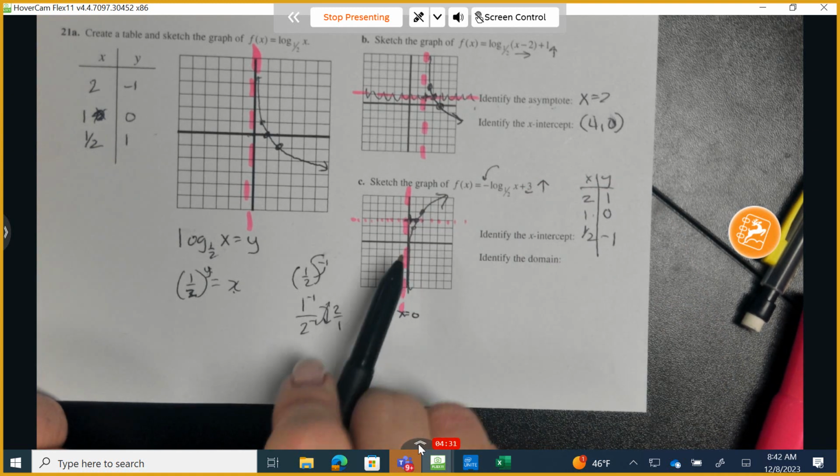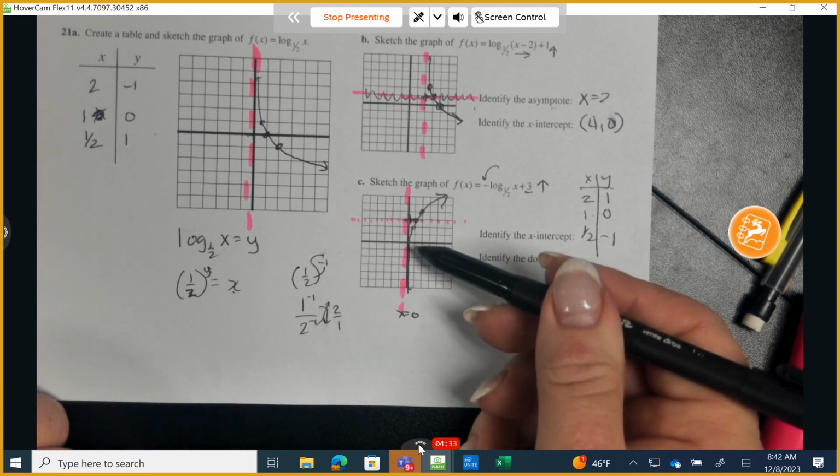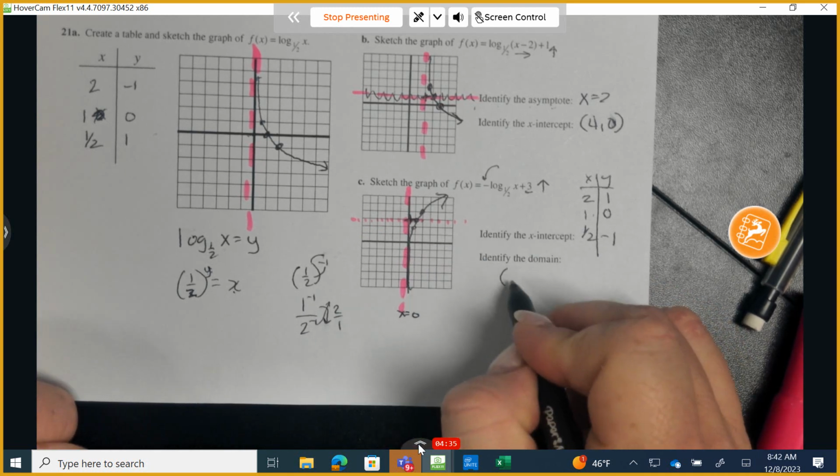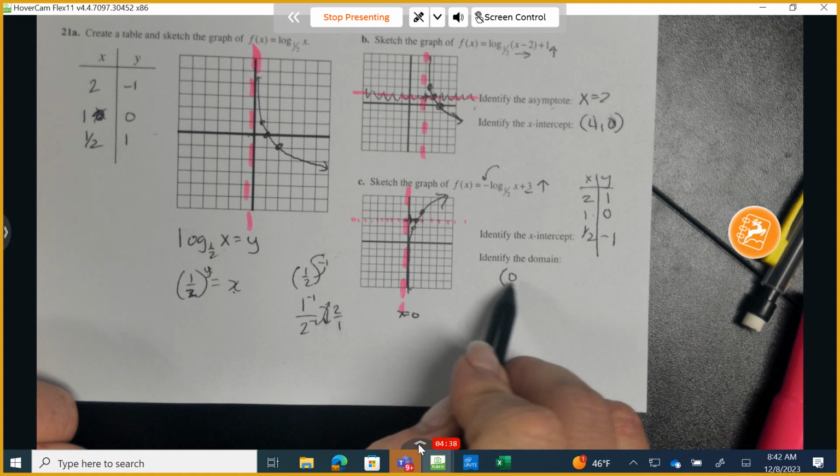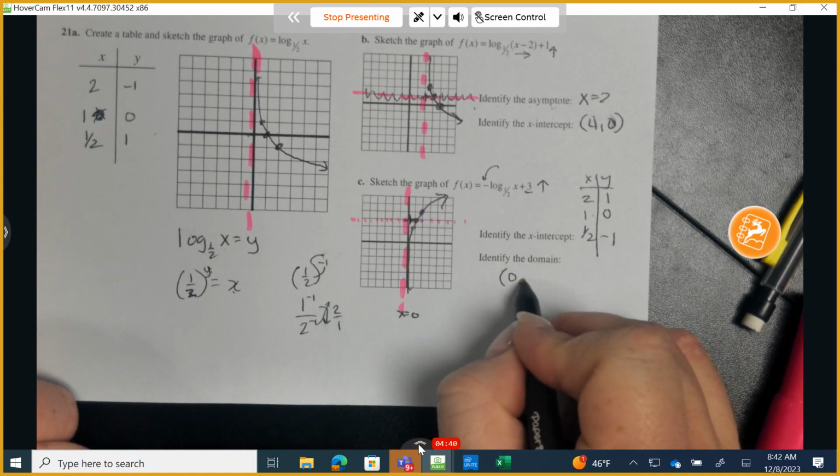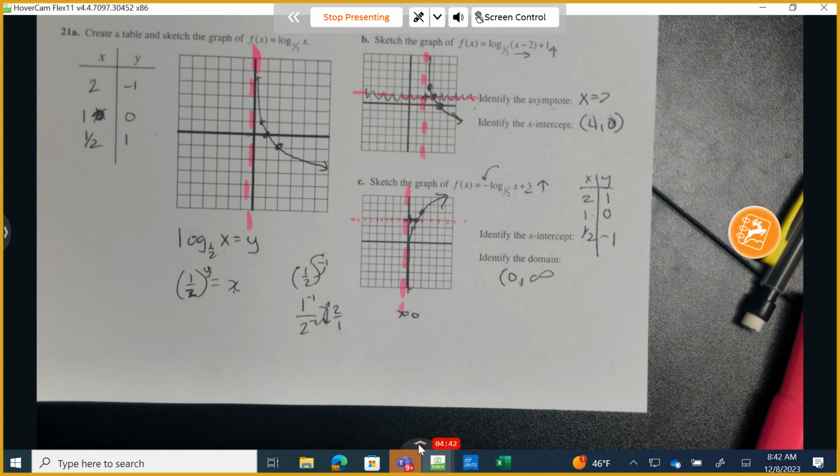And so the domain, okay, the domain is talking about it can go as far as 0, but it never actually touches 0 in terms of x's. It never actually touches. There's no limit how far it goes to the right.